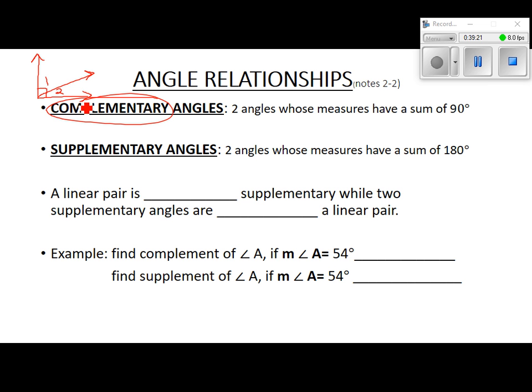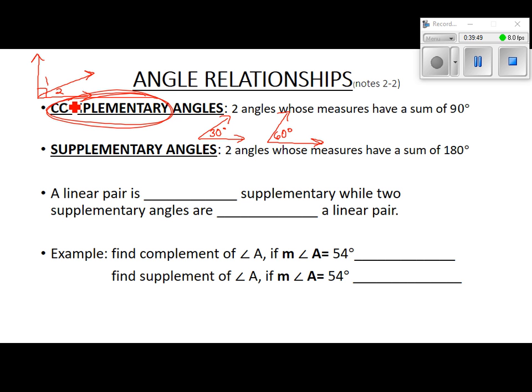Do they have to look like that? If I gave you this angle and told you it was 30 degrees, and I gave you this angle and told you it was 60 degrees, what kind of angles are those two angles to each other? Complementary, because they add up to 90. Now, do they together make a right angle? No, they're separate angles, but they still add up to 90. And that's what complementary means.